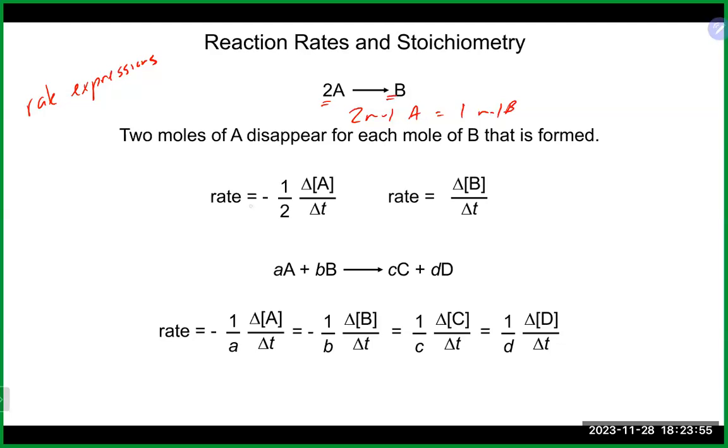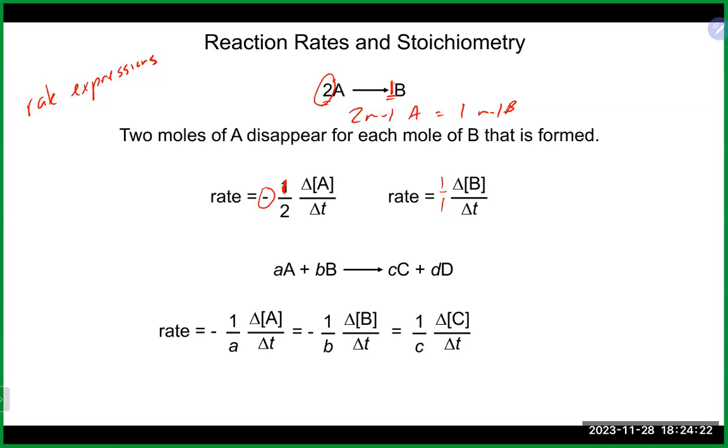So we can say that the rate is equal to negative, because A is a reactant and it's decreasing with time, and this is basically 1 over the coefficient. That is where the 1 over 2 comes from. The change in the concentration of A over the change in time is going to equal, the rate is equal to, our coefficient here is 1, basically 1 over 1, which is why there's nothing there, the change in the concentration of B over the change in time.